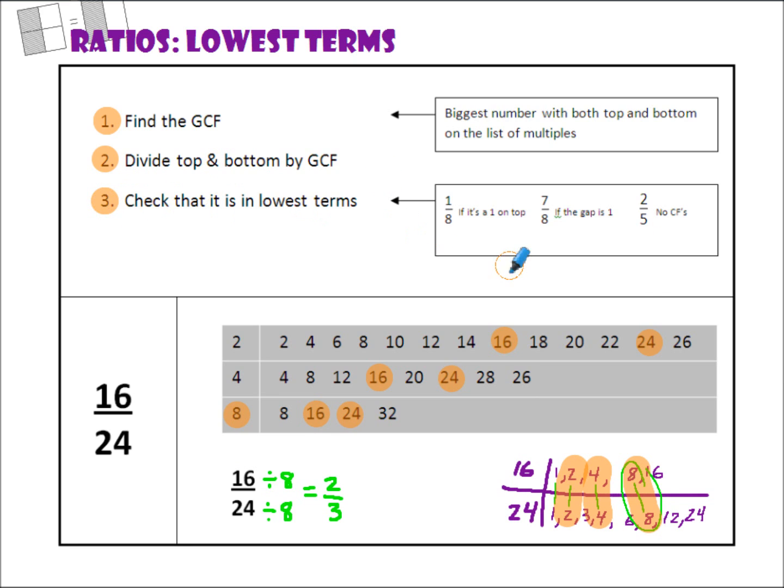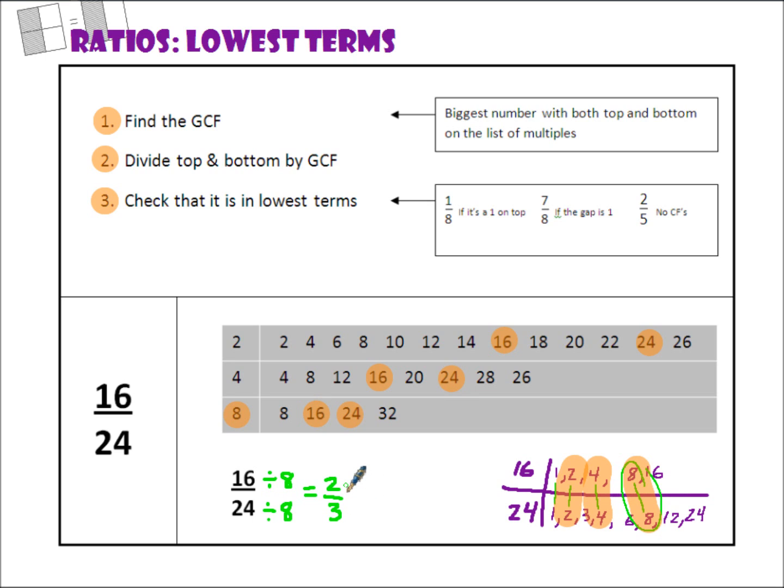Step 3 is just to check that we're in lowest terms. There's a few ways that I could check to make sure I'm in lowest terms. The first way is, if I have a 1 on top of my ratio, I know it's in lowest terms. That's not the case here, so let's keep checking. Another way to tell that I'm in lowest terms for sure is that if there's only a gap of 1 between my first and second term, I would know I'm in lowest terms. There's only a gap of 1 here between 2 and 3, so that tells me for sure this is in lowest terms.